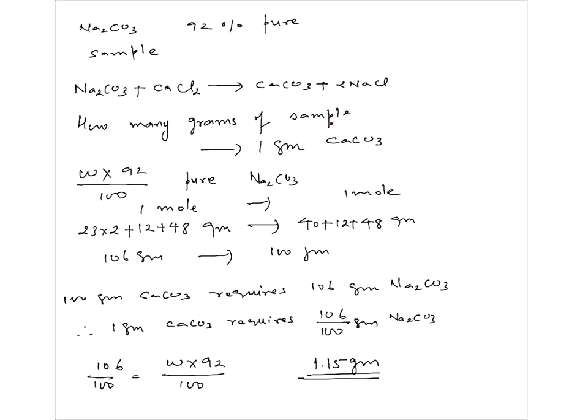Now, calculations based on reactions are done using moles. We always convert moles to grams later on, normally speaking. 1 gram calcium carbonate, mole-wise there is 1:1 ratio. 1:1 ratio for pure Na2CO3 and pure CaCO3. 1 mole is to 1 mole. So 1 gram CaCO3 means how many moles?